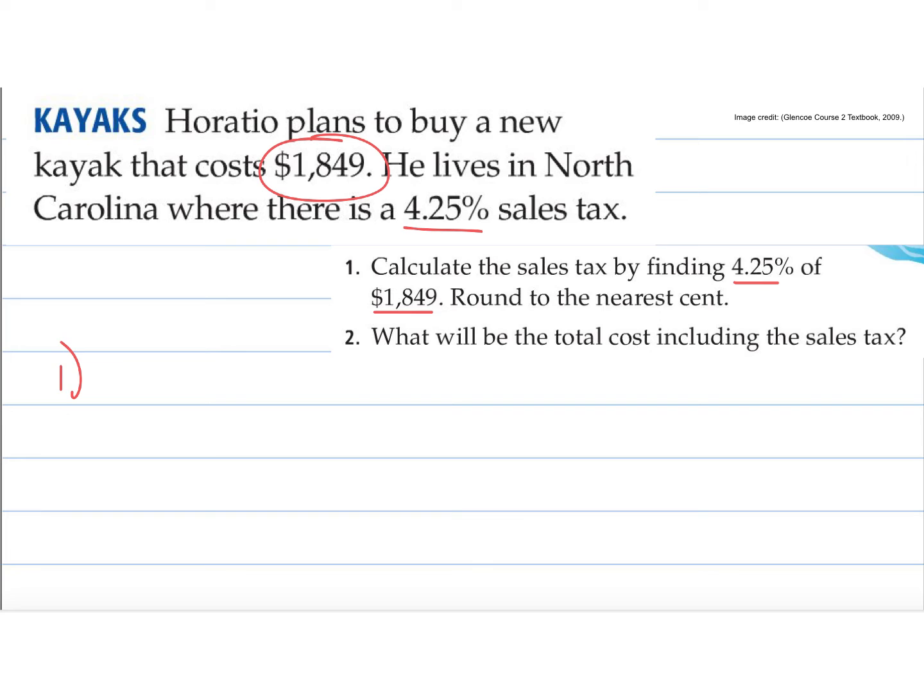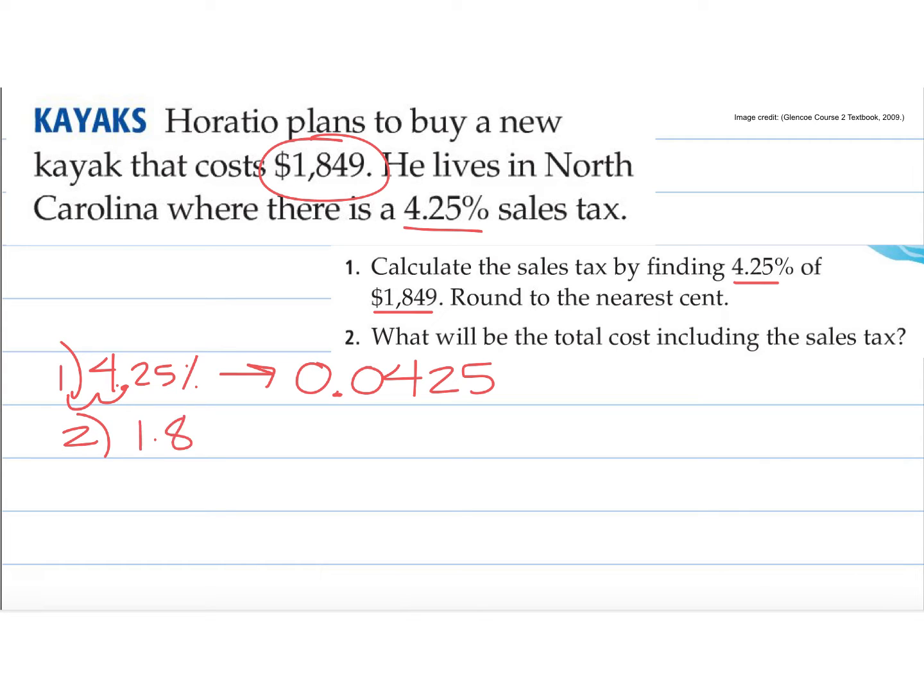So number one, we're going to use method one again. So we're going to change 4.25% into a decimal. I have to go over 2, so it'd be 0.0425. We're not going to round, we're going to use all of the digits just so we can be the most exact that we can.